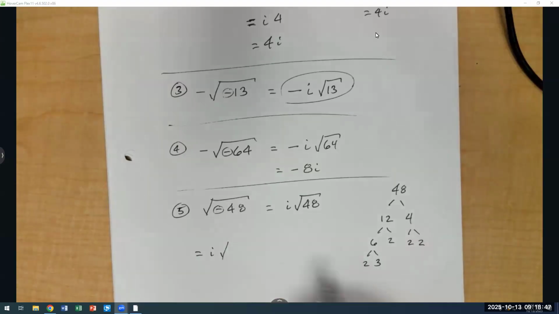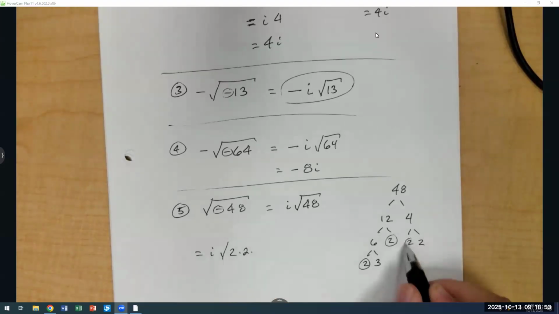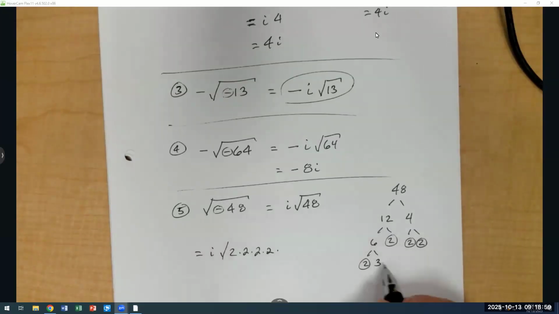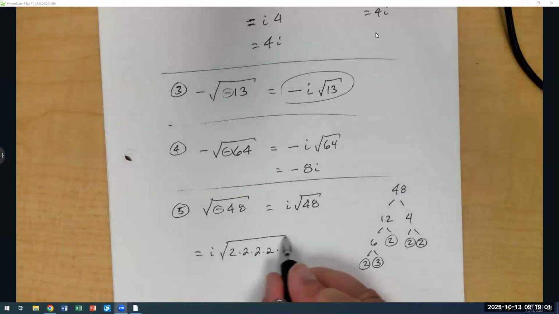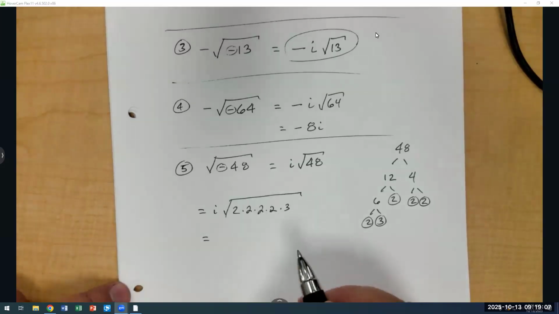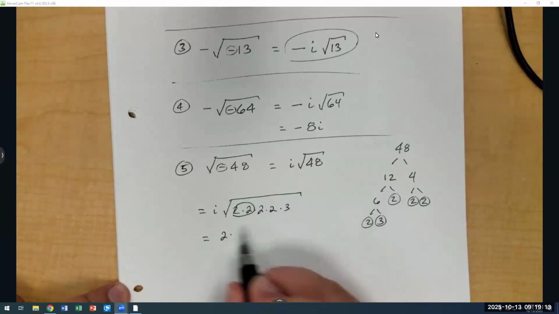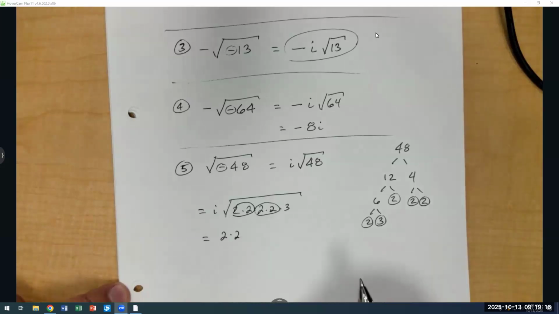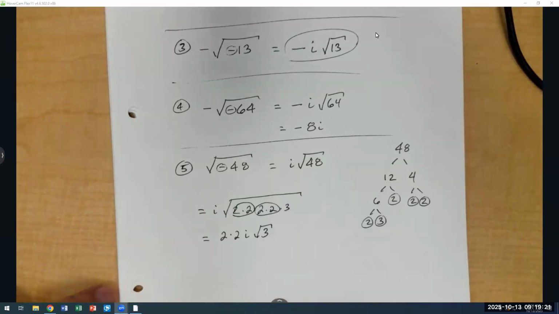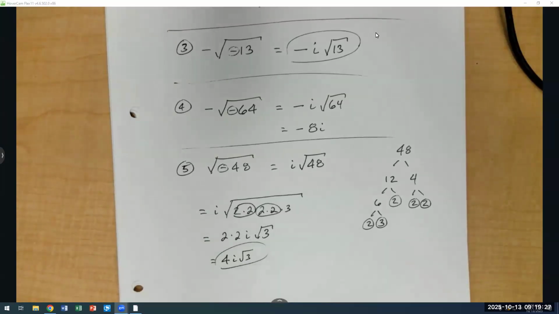So 48 is made up of 2 times 2 times 2 times 2 times 3. We need 2 of a kind. So here's a 2. That's 2 of a kind. This is 2 of a kind. So it's 2 times 2, I. And what's left inside there is the 3. So it's 4I radical 3. There's the answer.